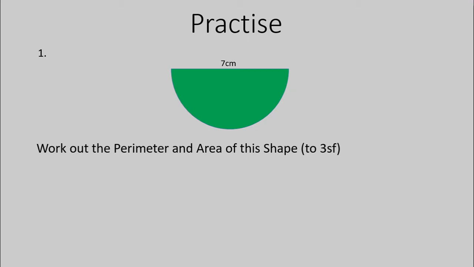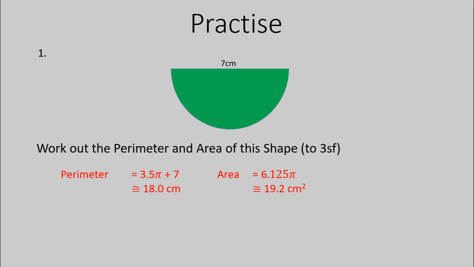I hope you hit pause and had a chance to work those out for yourself. Here's the perimeter. Now that's the exact value of the perimeter. When I work that out on my calculator, this is my rounded answer, 18.0, and there must have been something after that 0. This is rounded to 3 significant figures. Here comes the area. Now that's the exact value for the area. When I worked out the area and rounded to 3 significant figures, I got this.